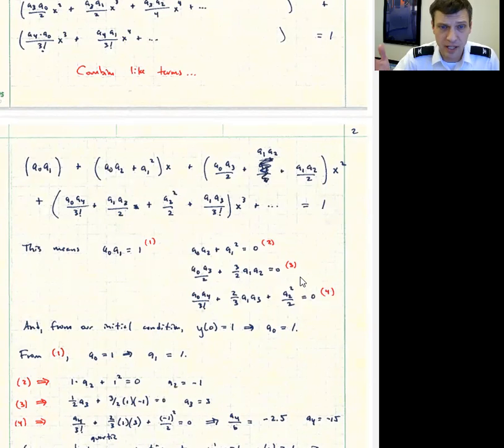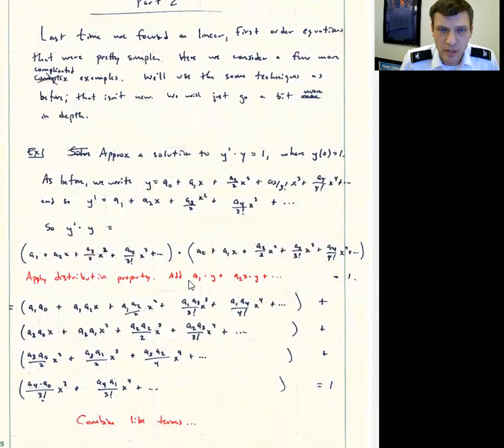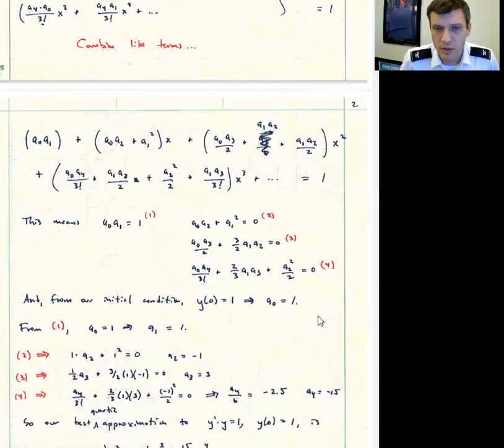And those look like complicated equations at first. There's just lots of variables floating around, but they're actually not that hard to deal with. Remember that we had the initial condition that told us that y of 0 is equal to 1. And if I go back to my original function, if y is equal to all of this and y of 0 is 1, so I plug in 0 for x, I'm left with a naught. That tells me a naught is 1. But if a naught is 1 and a naught times a1 is 1, that means a1 has to be 1.